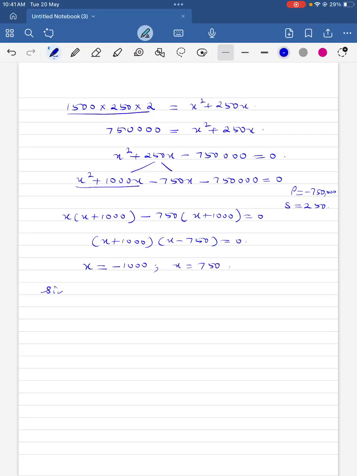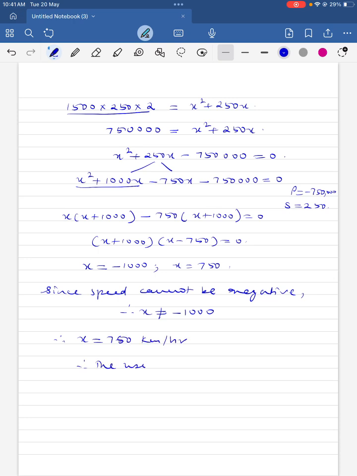Now since speed cannot be negative, therefore x is not equal to negative 1000. Instead we can take x is equal to 750 kilometer per hour. Therefore the usual speed of the flight is equal to 750 kilometer per hour.